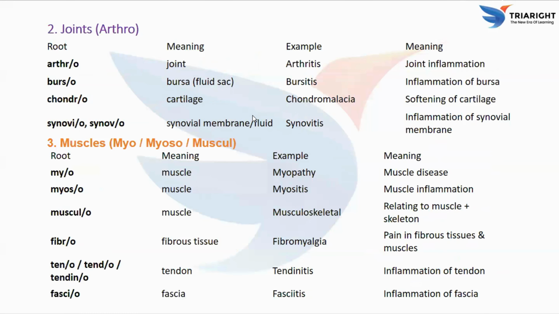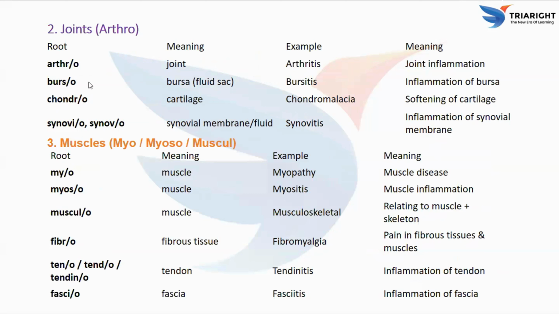And coming to joints, what are the root words? Arthro means joint. What is the example? Arthritis, it's a joint inflammation. Bursa, bursitis. And chondro means cartilage. Example, chondromalacia. Malacia means softening of the tissue, nothing but softening of the cartilage.